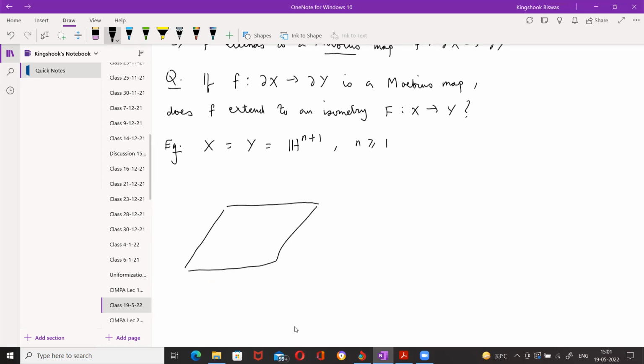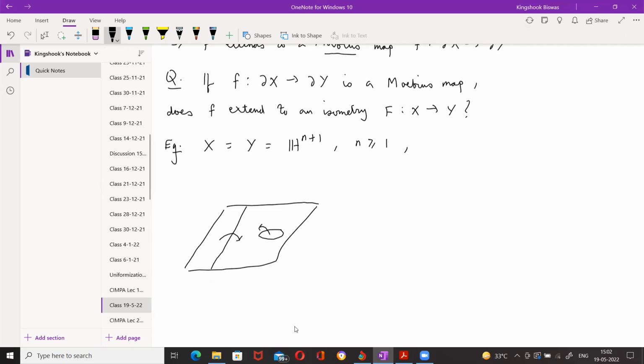Okay. So what is a Mobius map of the boundary? A Mobius map of the boundary is given by either reflection in a hyperplane in the boundary or inversion in a sphere in the boundary, right? Or a product of these, right? Okay.